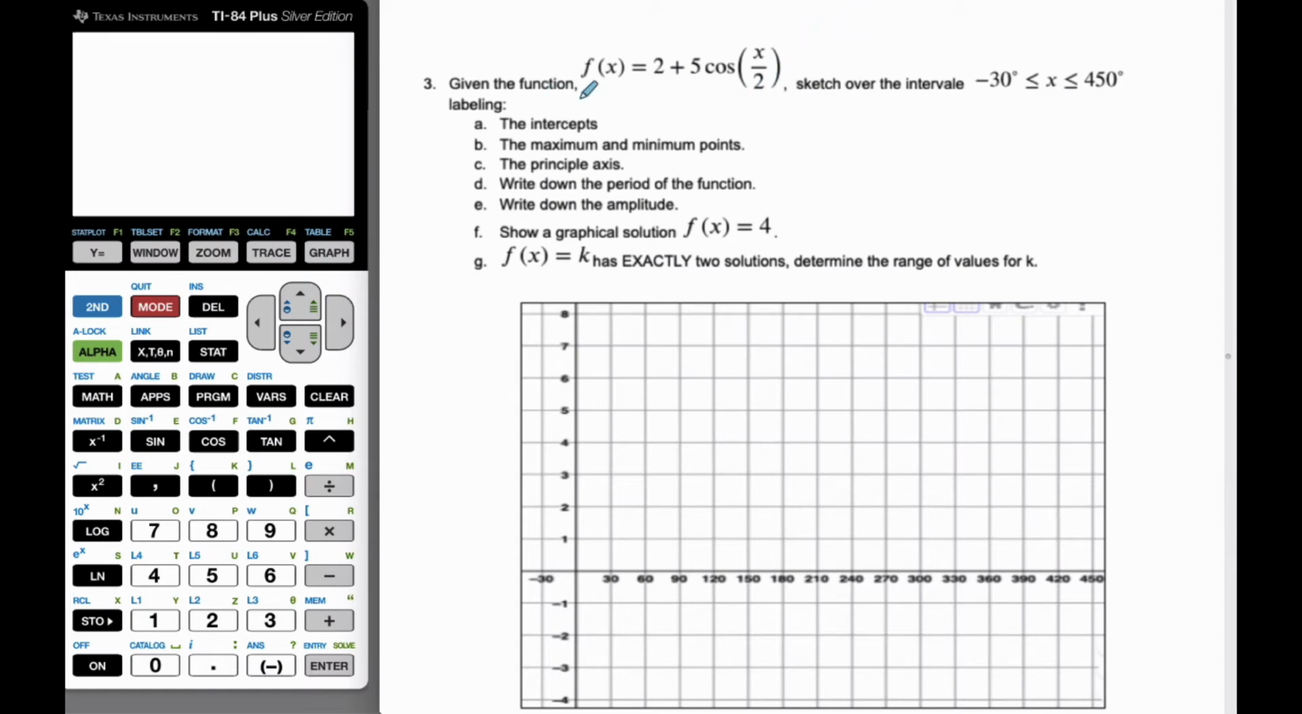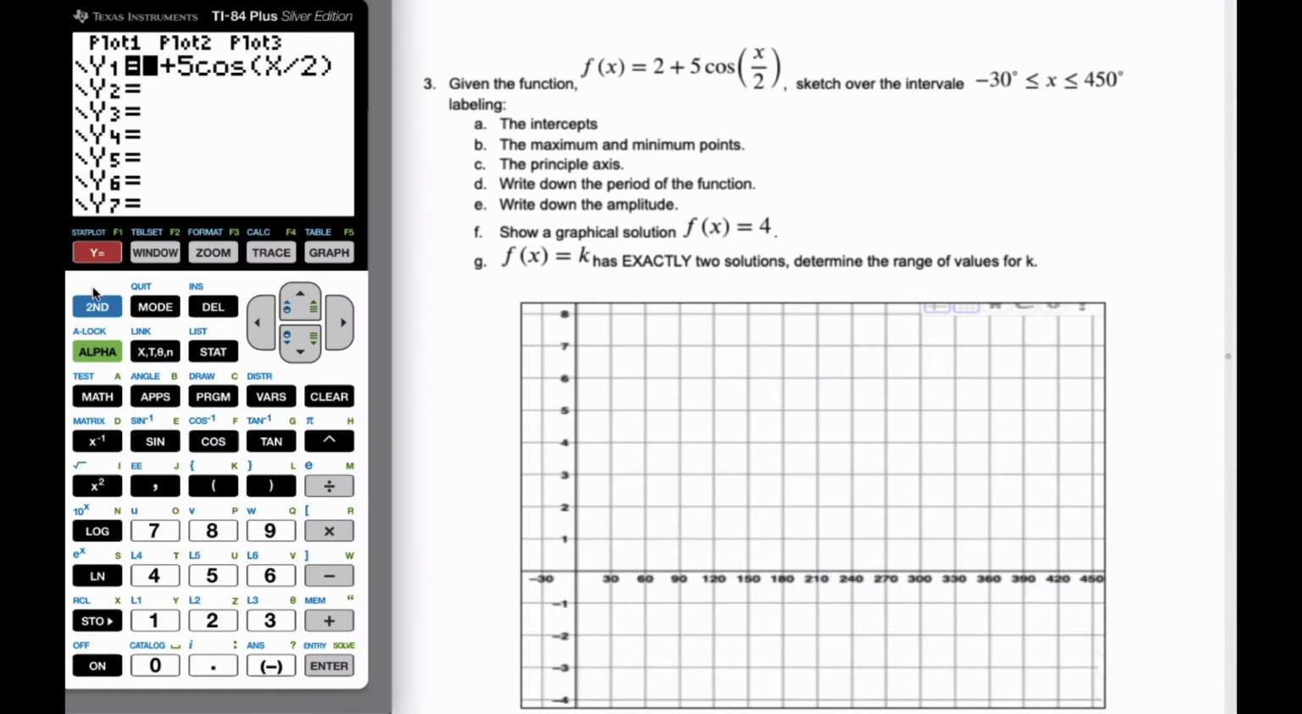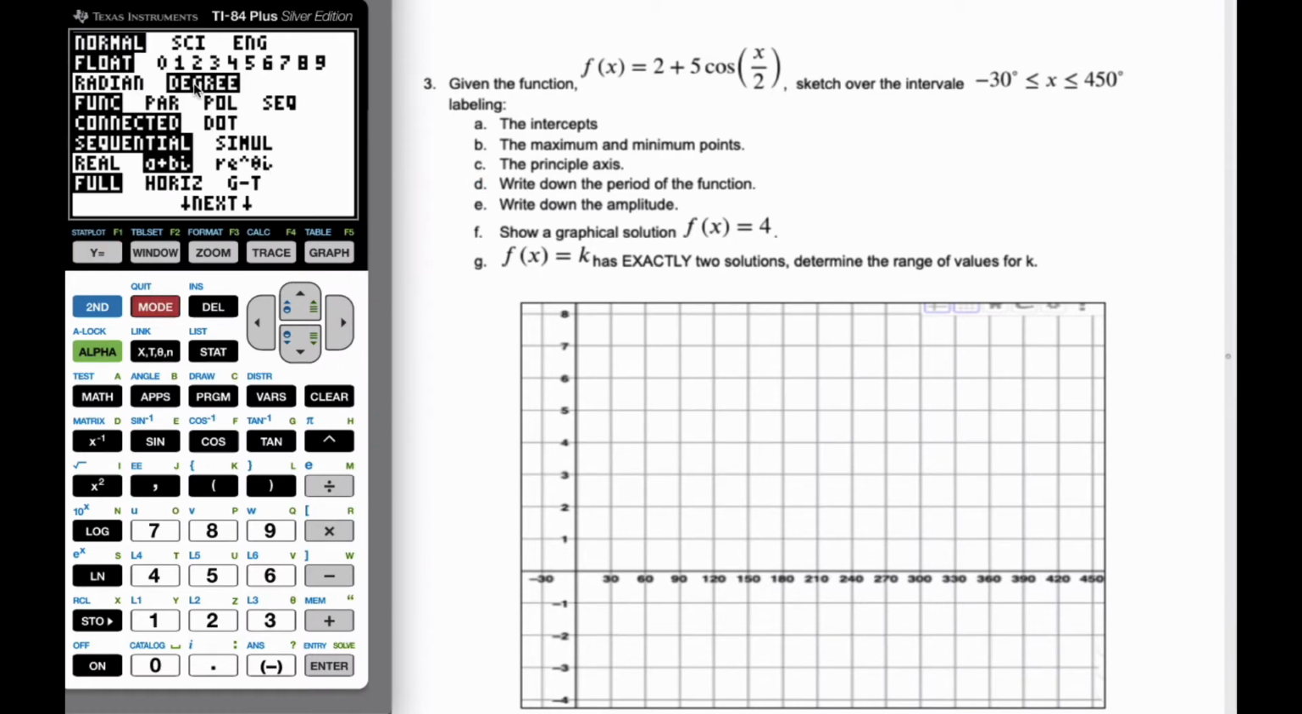All right, so Mr. Robs here, we're given this particular function f of x = 2 + 5 cos(x/2), and we want to sketch it over the interval from -30 to 450, labeling intercepts, maximums, minimums, principal axis, and so on and so forth. So if I go to my calculator, I've got the function already entered.